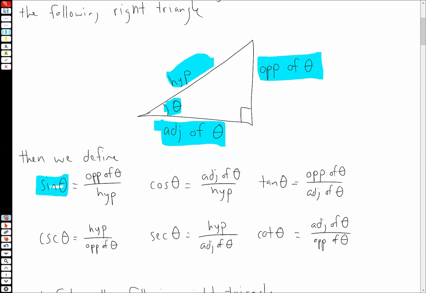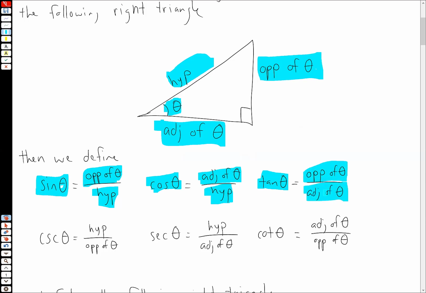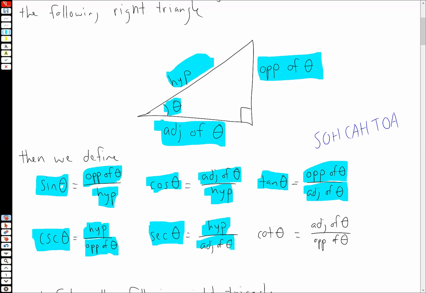So sine, we say, is opposite of theta over hypotenuse. Cosine is adjacent over hypotenuse. Tangent is opposite over adjacent. If you remember your SOHCAHTOA, this is where SOHCAHTOA comes from. We also have three other trig functions: cosecant, secant, and cotangent. Cosecant is hypotenuse over opposite, secant is hypotenuse over adjacent, and cotangent is adjacent over opposite.